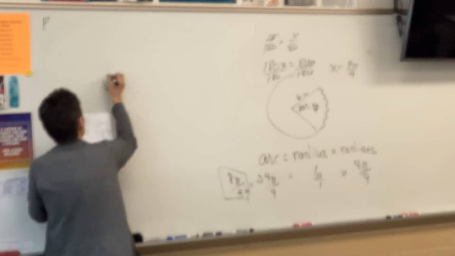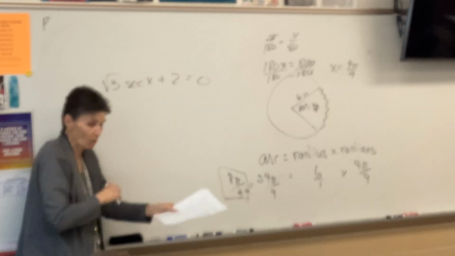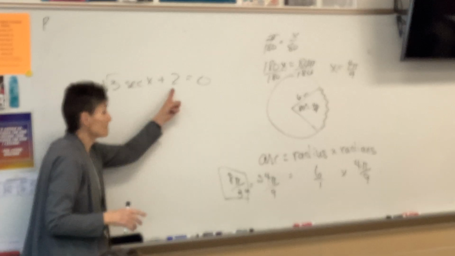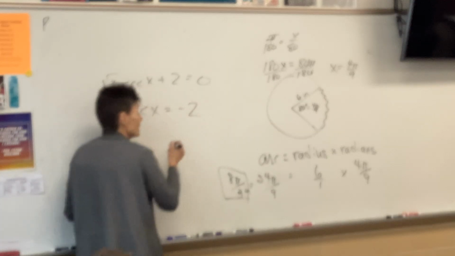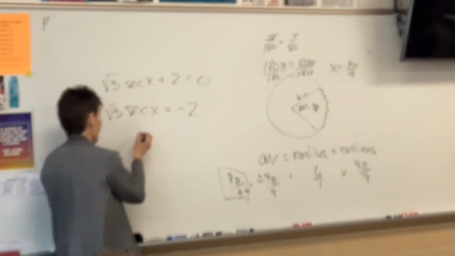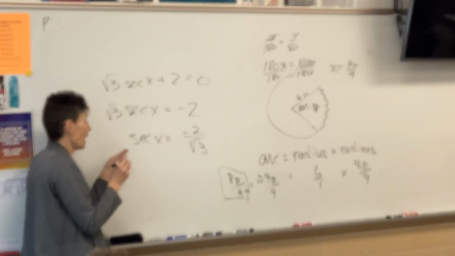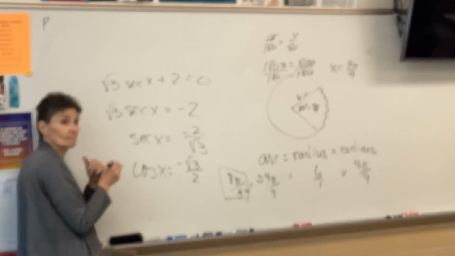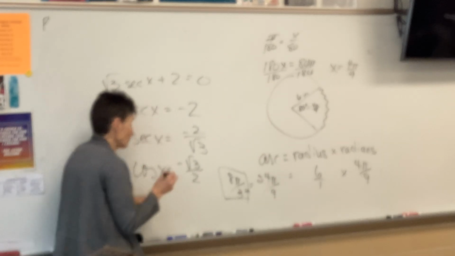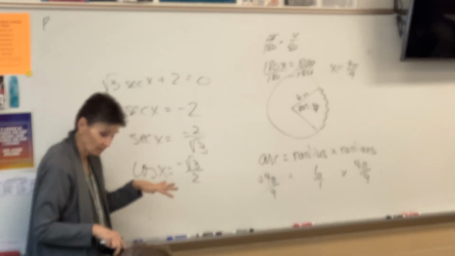So we have root 3 secant plus 2 equals 0. Now this is an equation we are solving. So the first thing we're going to do is subtract the 2. And then we will divide. And then it looks exactly like the ones that we were doing. I would change this into a cosine. Right? And then figure out where to draw my triangle.